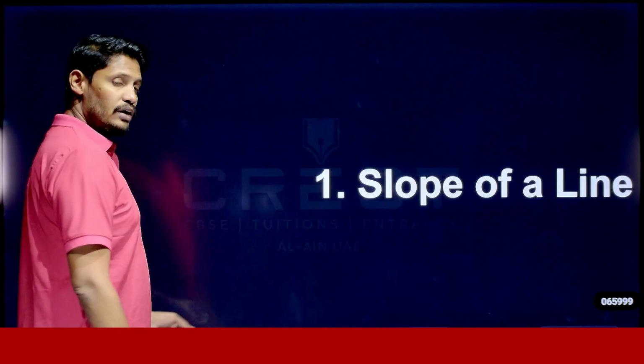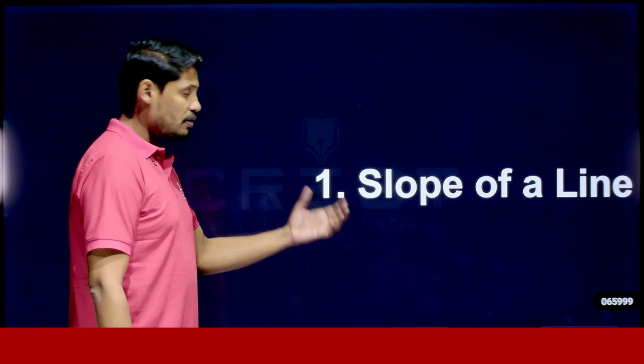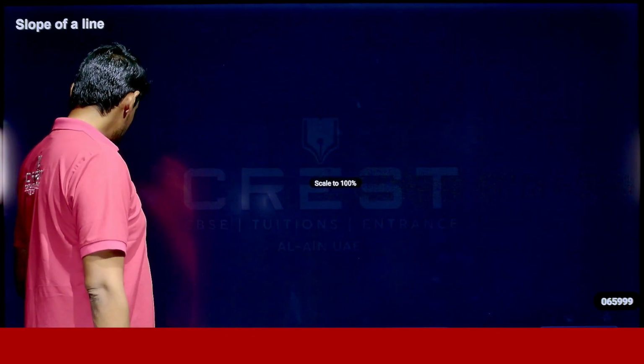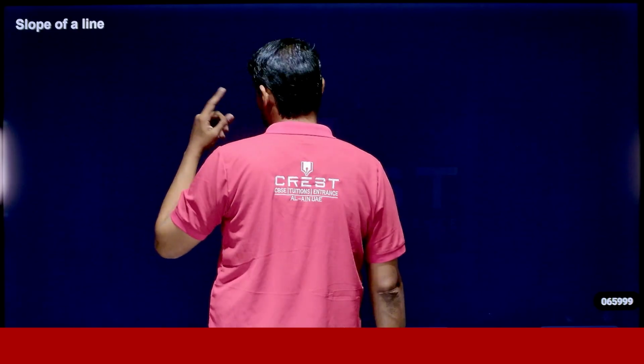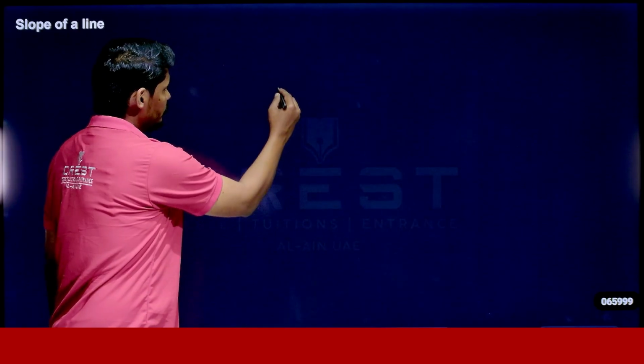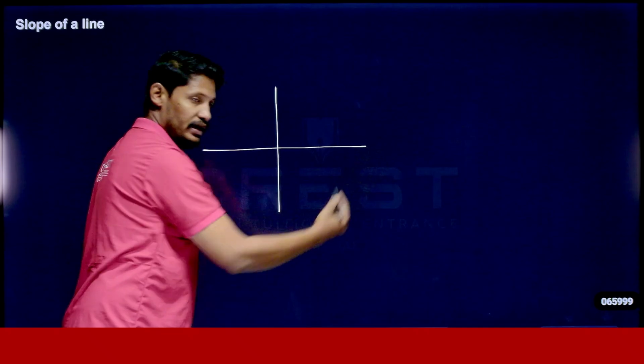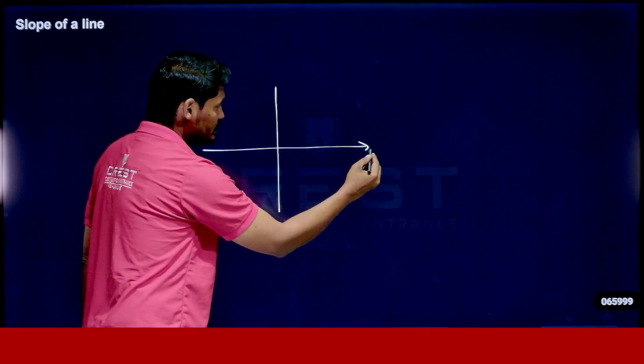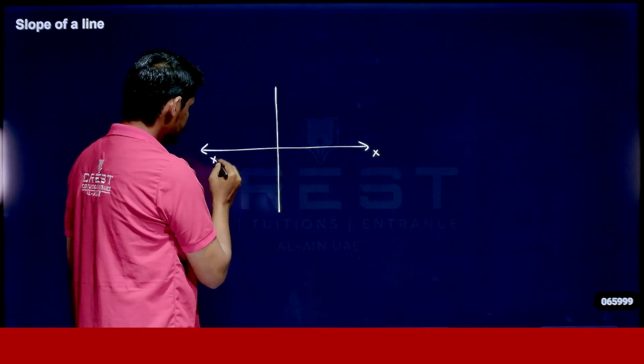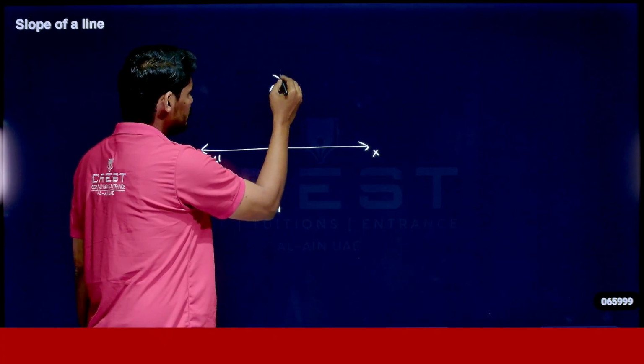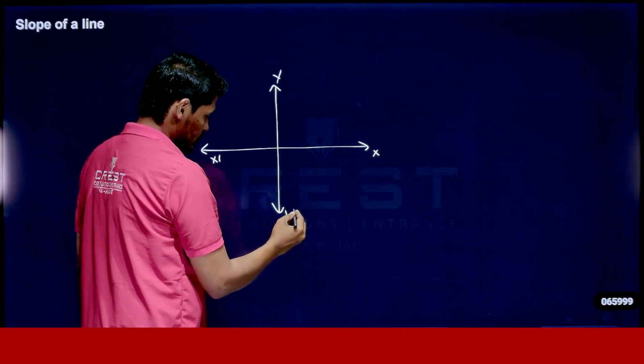So we can start our first topic. What is the slope of a line? How can you find the slope of a line? We have an x-axis and y-axis. This is x dash, this axis is y dash, and this is our origin.